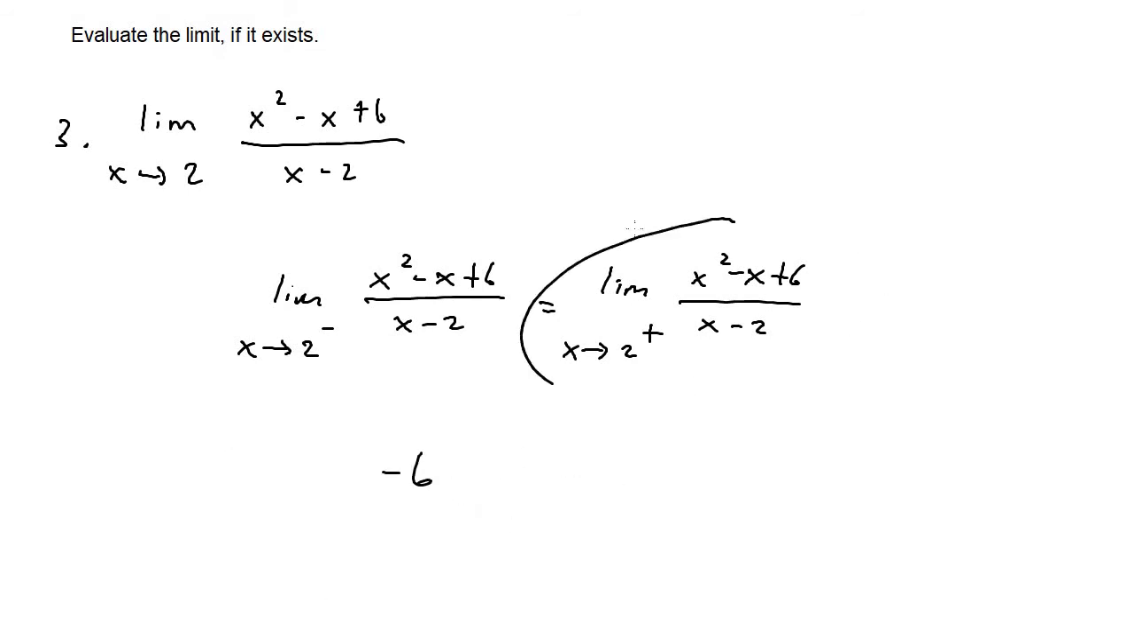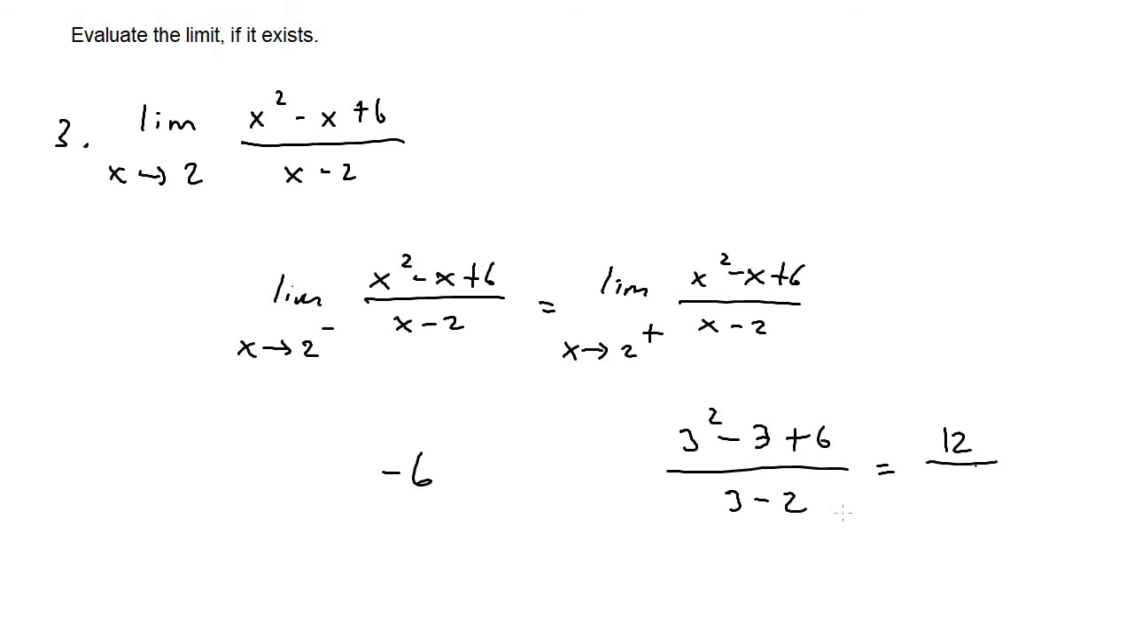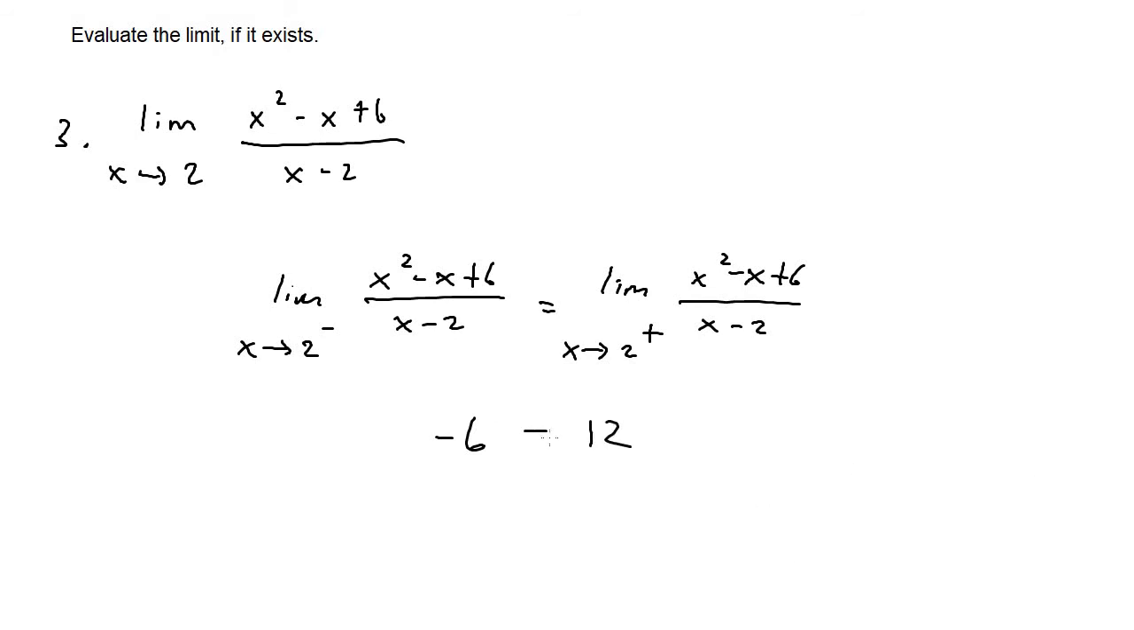So now let's test the right-hand limit and pick an x value that's greater than 2. Let's pick 3 and plug that into the function. So we get 3 squared minus 3 plus 6 over 3 minus 2. 3 squared is 9, 9 minus 3 is 6, 6 plus 6 is 12. So we get 12 over 3 minus 2, which is 1. So then we get our answer of 12. Now obviously negative 6 does not equal 12, which tells us the left-hand limit and the right-hand limit are not the same. So that tells us that the actual limit of x squared minus x plus 6 over x minus 2 as x approaches the value of 2 does not exist.